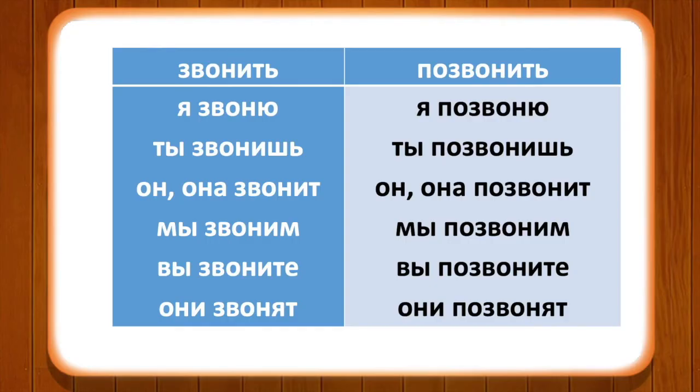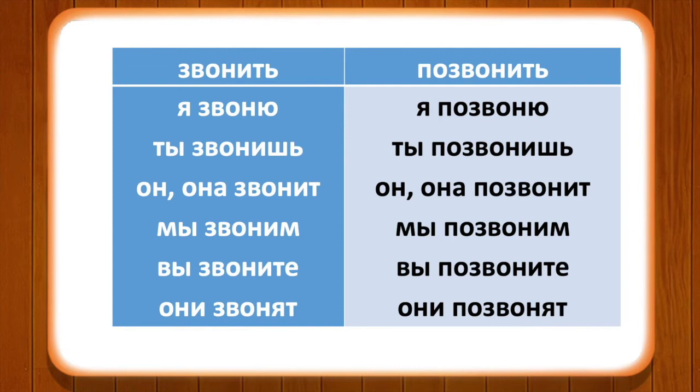Now the next set we have for the verbs звонить, позвонить means to call. Let's pay attention to the verbs conjugation while I'll conjugate them for you. Звонить, я звоню, ты звонишь, он она звонит, мы звоним, вы звоните, они звонят. Позвонить, я позвоню, ты позвонишь, он она позвонит, мы позвоним, вы позвоните, они позвонят.